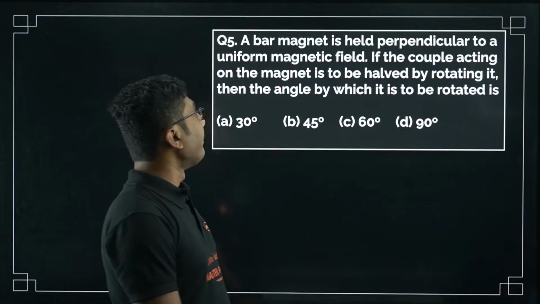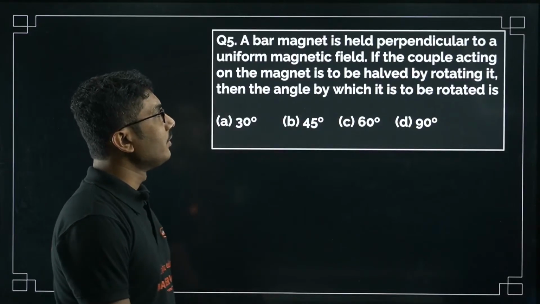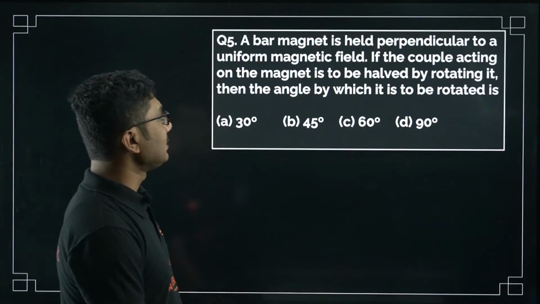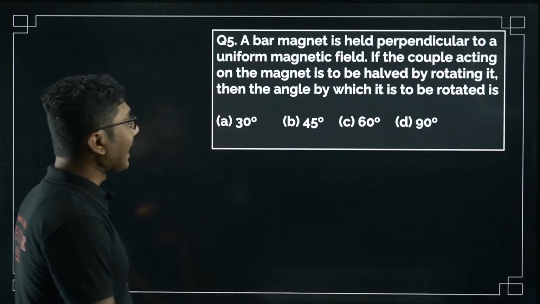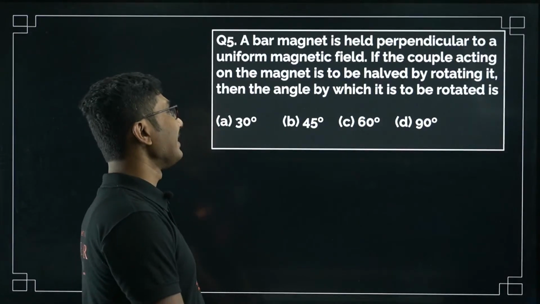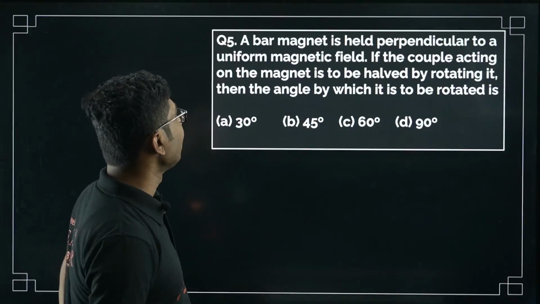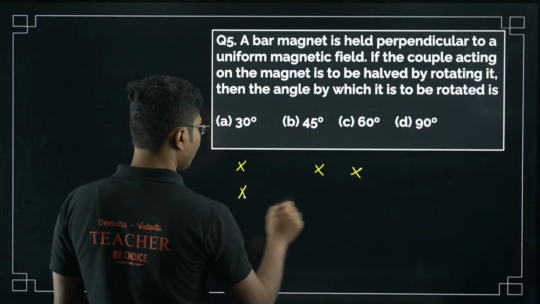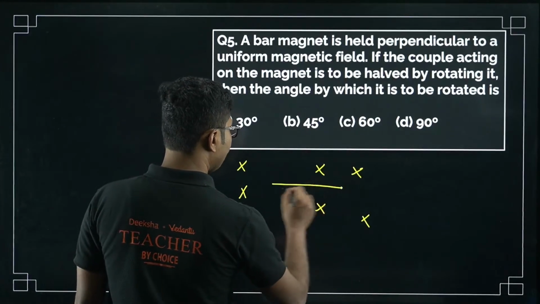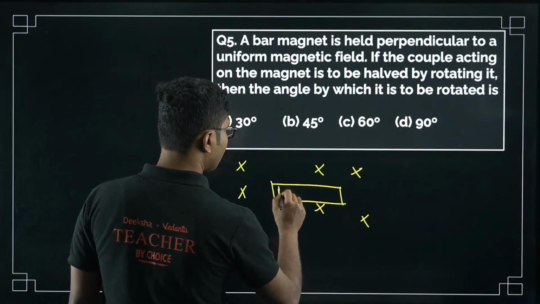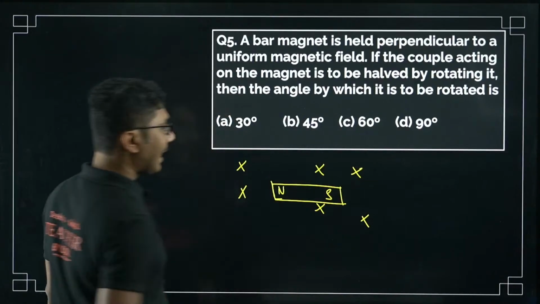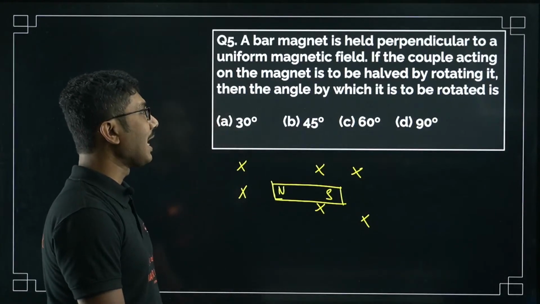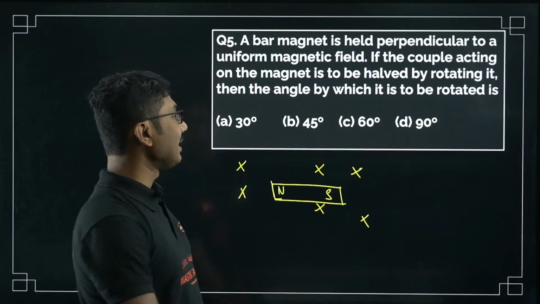Now next question. A bar magnet is held perpendicular to a uniform magnetic field. The couple acting on the magnet is to be halved by rotating it. Then the angle by which it should be rotated is. So there is a uniform magnetic field here. A bar magnet is held perpendicular to it, say north, south. And what you have to do, the couple acting on the magnet is to be halved by rotating it. Then the angle by which it should be rotated.